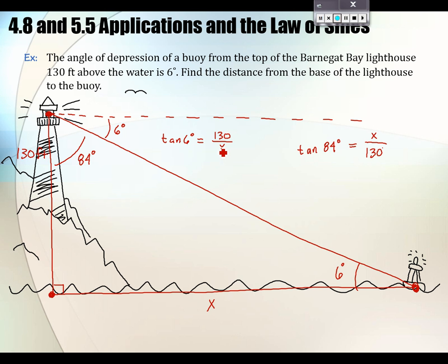Okay. So solve one of these equations. I'll do the first one that was given to me by Ananya. I'll solve her equation because she was the first one that gave it to me. But you can solve this one too, equally good. So we get x equals, someone approximate this please on their calculator. 130 times tan 84. Make sure your calculator's in degree mode before you tell me this answer.